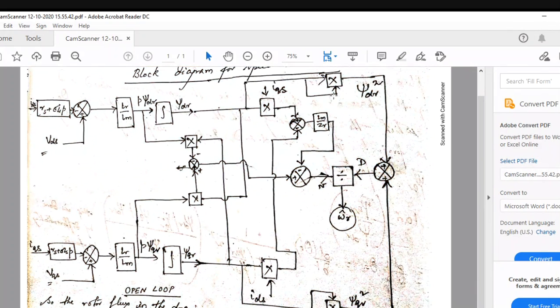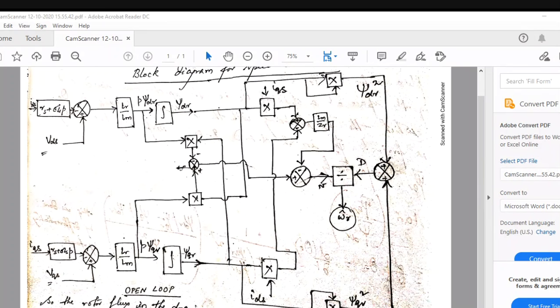Where do you get term four? Term four you get here, the output of the divider. Where do you get term three? Term three is Lm by Zr, multiplied by phi dr into IQS minus phi QR into IDS. That's it. Is this block diagram clear now? Or I'll have to draw it line by line on the board. If this diagram is not clear, you'll face a little bit of a problem.